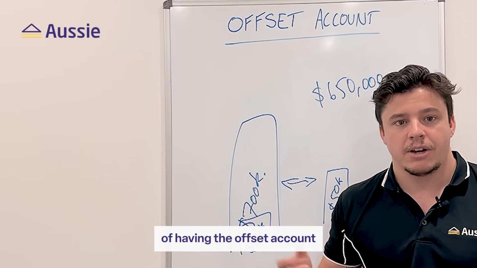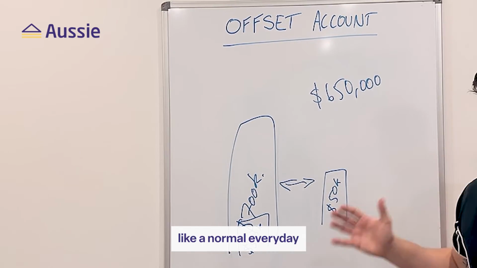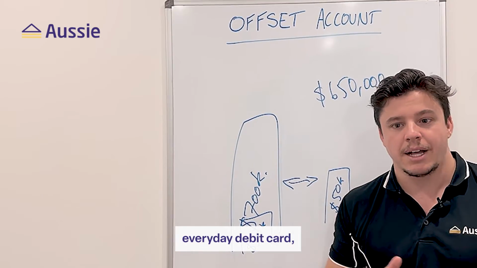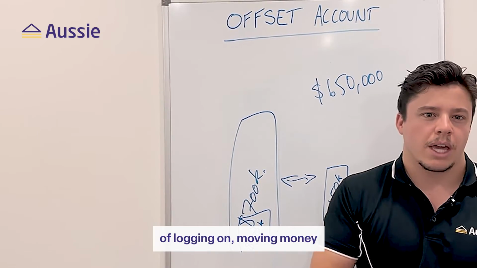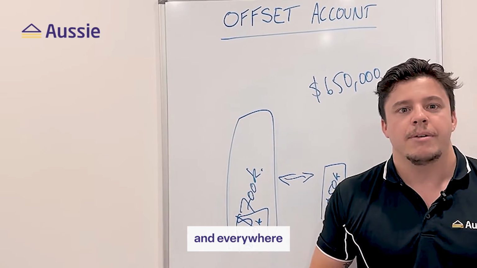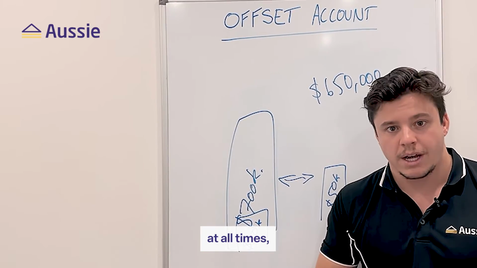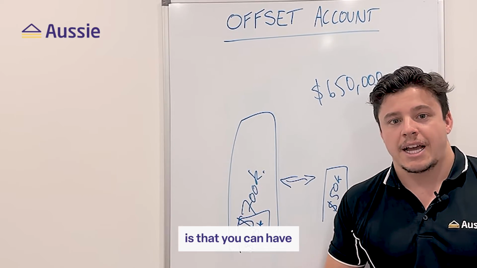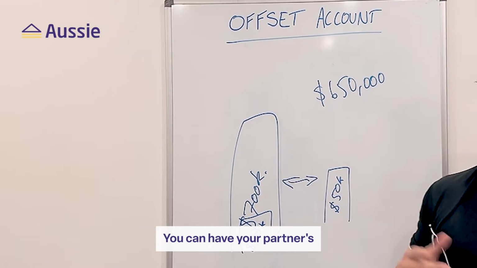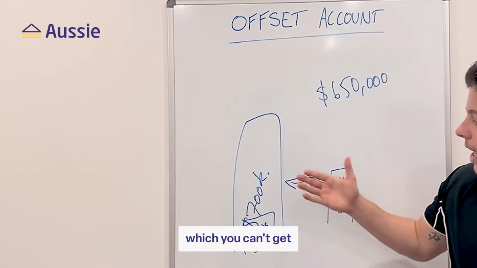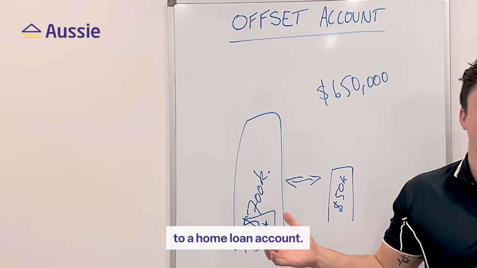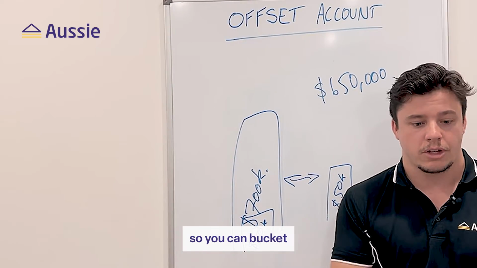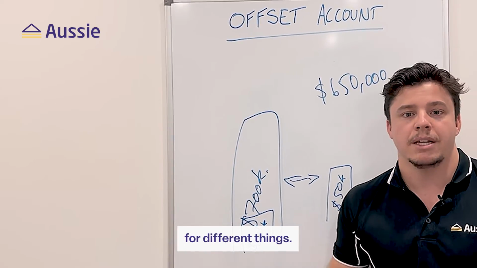The benefit of having the offset account is that it does operate like a normal everyday transaction account, meaning it comes with its own everyday debit card, which avoids the hassle of logging on, moving money from here to there and everywhere. You have access to that money at all times. You have full flexibility. The other benefit of an offset account is that you can have your salary paid into there, you can have your partner's salary paid into there, which you can't get your salary paid into a home loan account. Another great thing you can do with offset accounts is have multiple offset accounts, so you can bucket different piles of money for different things.